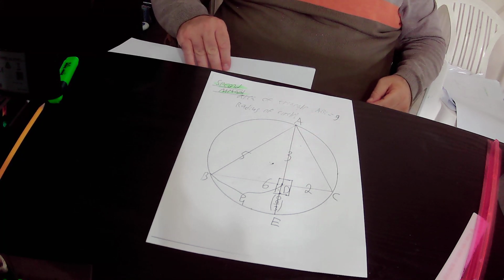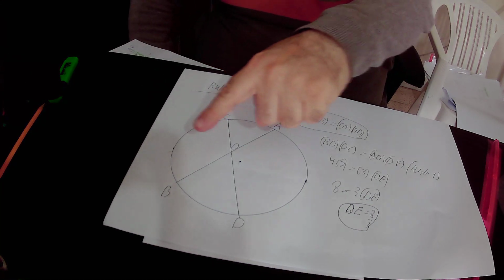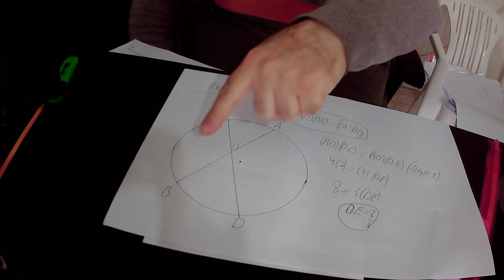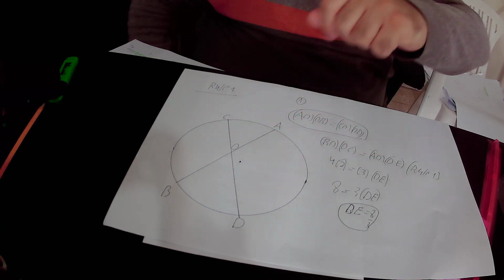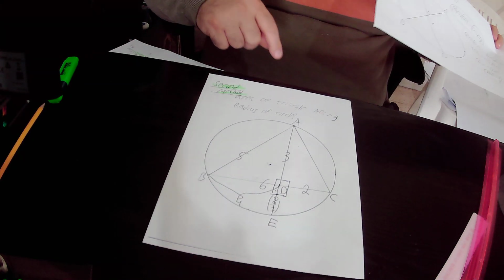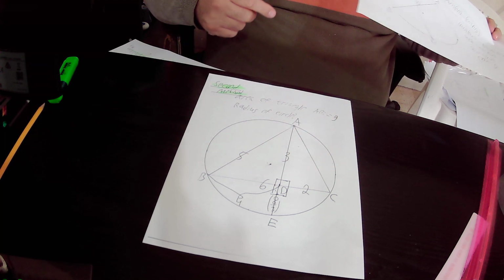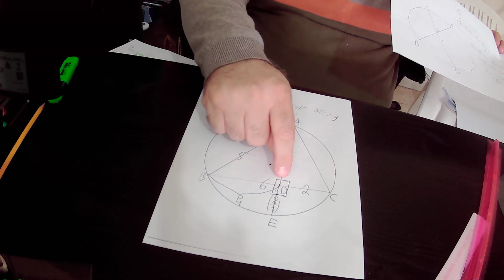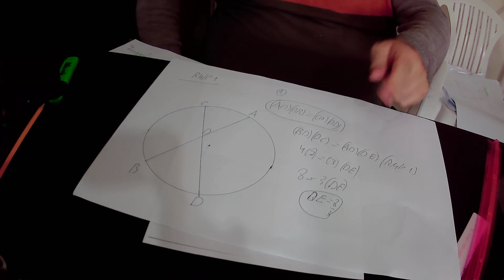Then I presented to you rule number 1. According to rule number 1, if chord AB intersects with chord CD at point O, then the following equation is true: AO times OB equals CO times OD. We can implement rule number 1 in our drawing, because we have chord AE that intersects with chord BC at point D. Therefore, according to rule number 1, BD times DC equals AD times DE.